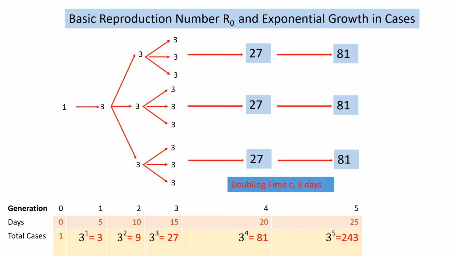For example, an R rate of 3 leads to doubling in around 3 days. We can see that the number of cases are given by 3 raised to a power, or exponent, which increases with time. Because of this exponent dependency, growth can mushroom quickly.